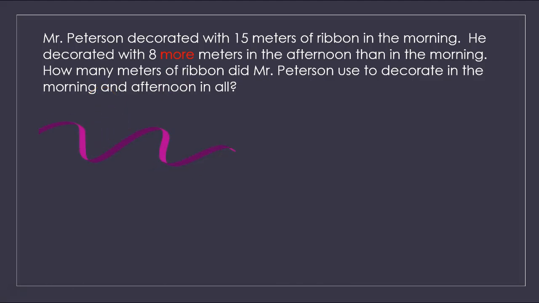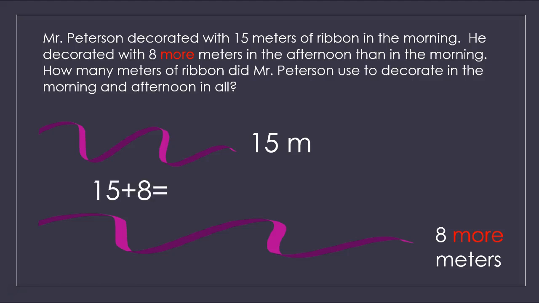So let's get our first ribbon here, and we know that that's 15 meters long. And we know that our second ribbon is 8 more meters. So we know that we need to add. We need to add 15 plus 8. Go ahead and answer 15 plus 8. Did you get 23 for your answer? If you did, give yourself a kiss on the brain.